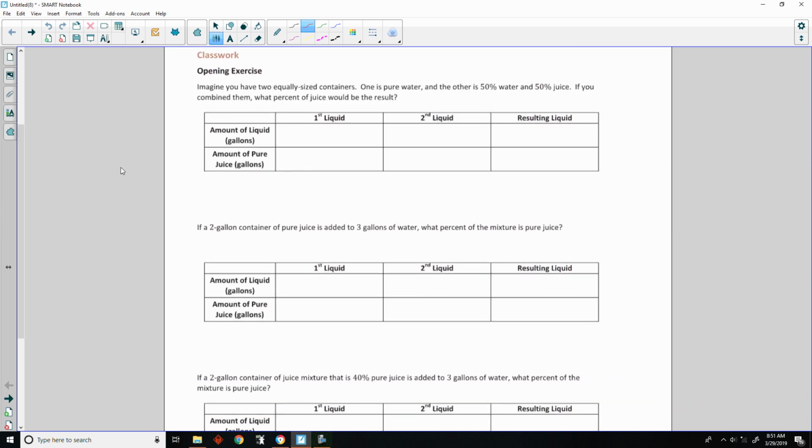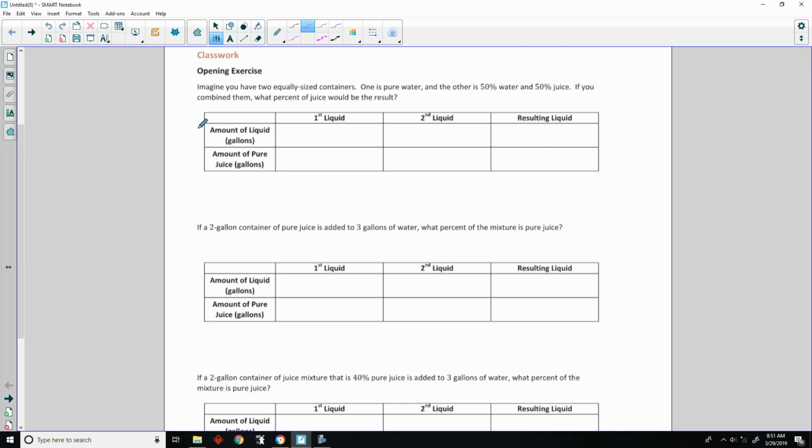Classwork, opening exercise. Imagine you have two equally sized containers. One is pure water, and the other is 50% water and 50% juice. If you combined them, what percent of juice would be the result?